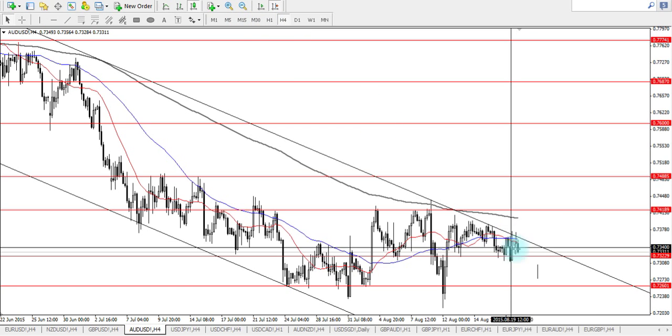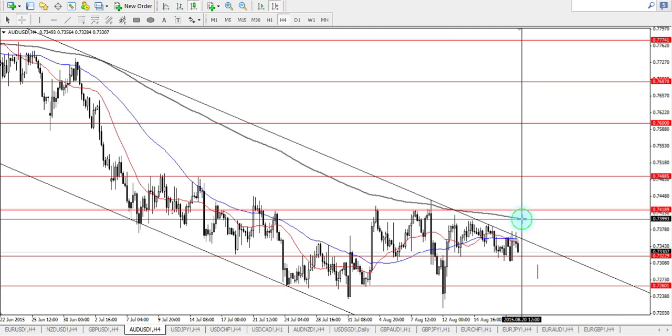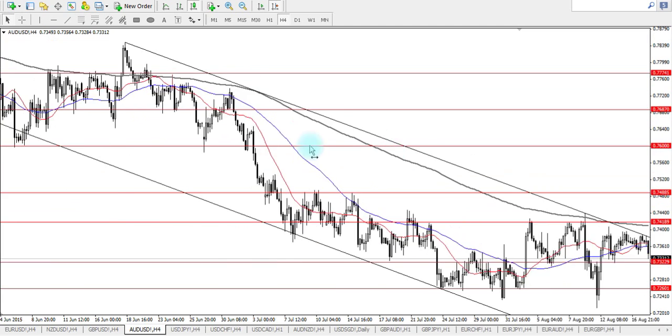So this could be a good chance to go for a short, and you may want to set a stop loss above the 200 moving average, so that will be somewhere at the price of 0.7432.